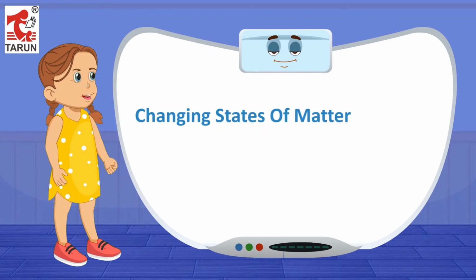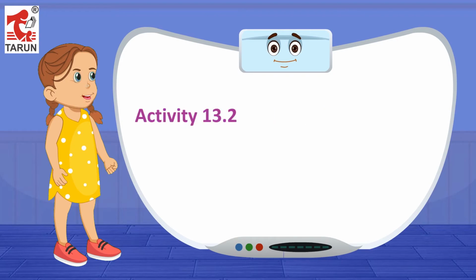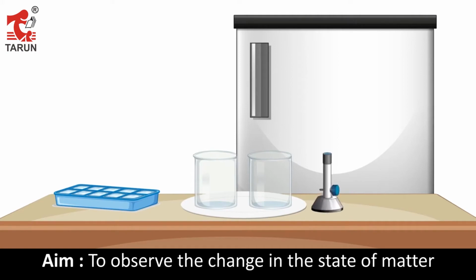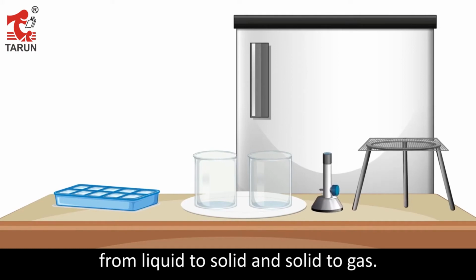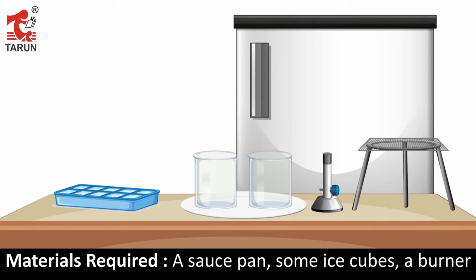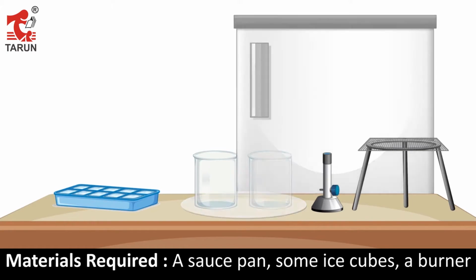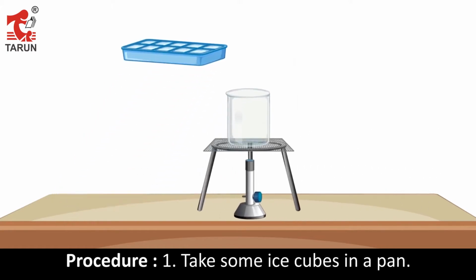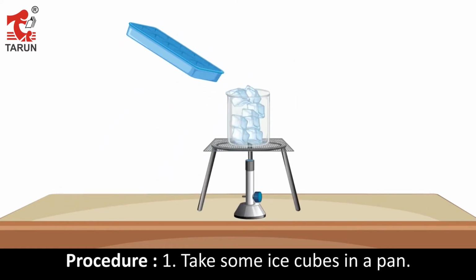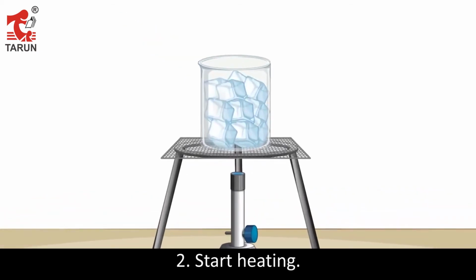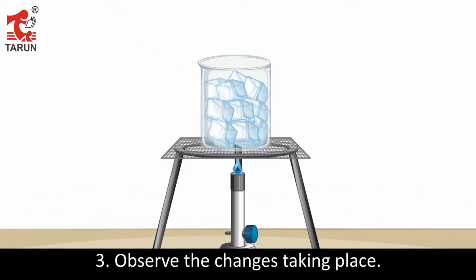Changing states of matter. Activity 13.2. Aim: to observe the change in the state of matter from solid to liquid and liquid to gas. Materials required: a saucepan, some ice cubes, a burner. Procedure: 1. Take some ice cubes in a pan. 2. Start heating. 3. Observe the changes taking place.